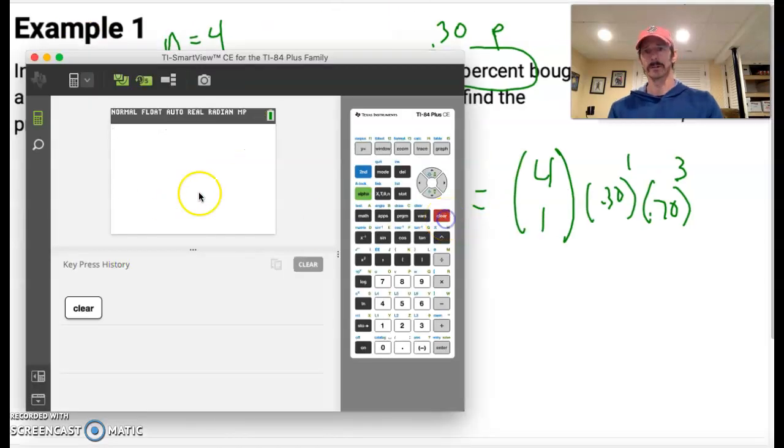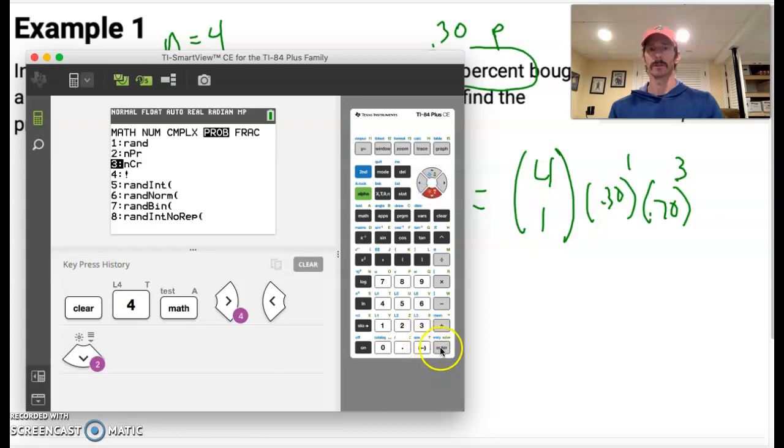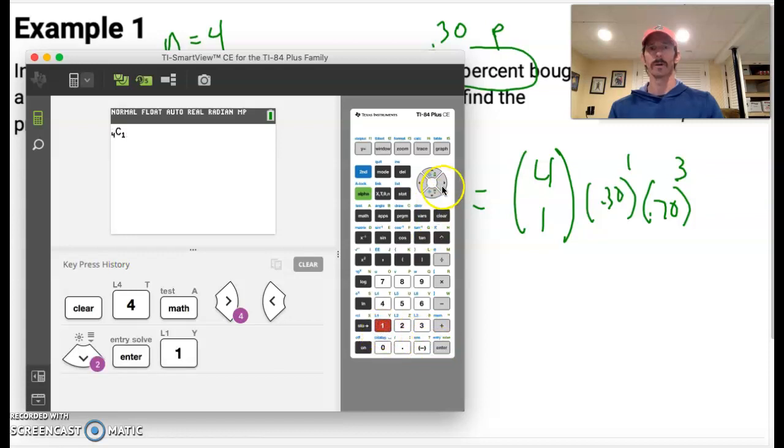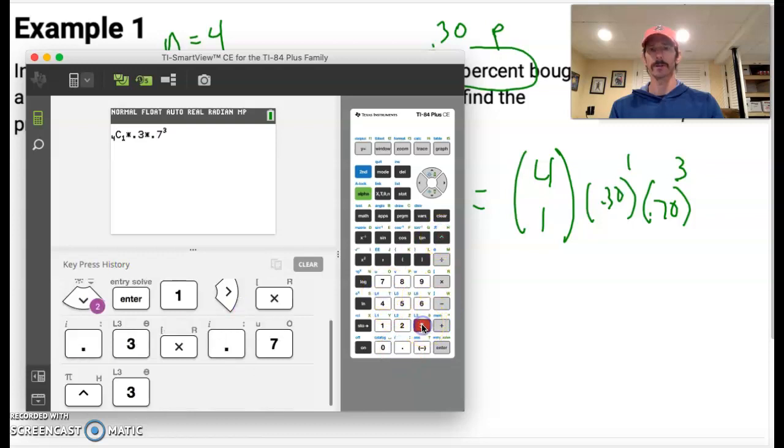Found it. Notice I've been doing linear regression, so I'm going to get rid of that. If I want to do this calculation in my calculator, I have to do 4, and we hit that math button and go back over to probability, and there is our NCR button right there. I pull that up. It's 4 choose 1, and that will automatically calculate how many different ways this could happen. I'm going to multiply that by 0.3. I don't need to type in that exponent because it's just there as a 1. And I'm going to multiply that by 0.7 raised to the 3rd power.